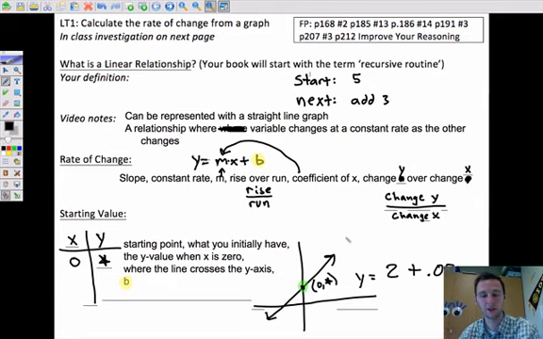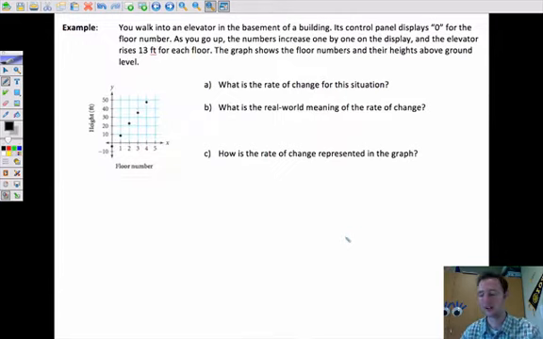Okay, so looking at an example that doesn't have to do with my parents taking advantage of me, you walk into an elevator in the basement of a building, and when you initially walk onto the elevator, the control displays 0. So you're on the 0 floor. As you go up, the numbers increase by 1, so you're getting one floor higher and another floor higher and another floor higher, and the elevator takes you up 13 feet each time you go up a floor.